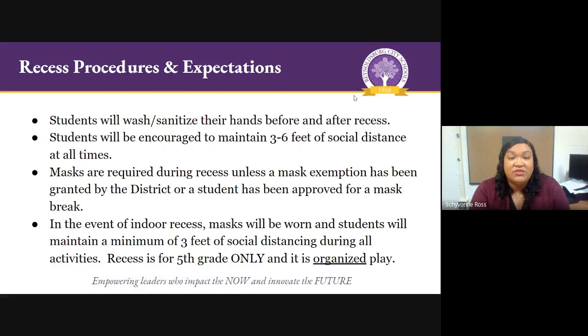And at recess, students will wash and sanitize their hands before and after recess. Students will be encouraged to maintain 3 to 6 feet of social distance at all times. Masks are required during recess unless a mask exemption has been granted by the district or a student has been approved for a mask break. In the event of indoor recess, masks will be worn and students will maintain a minimum of 3 feet of social distancing during all activities. Recess this year is for 5th grade only, and it is organized play.